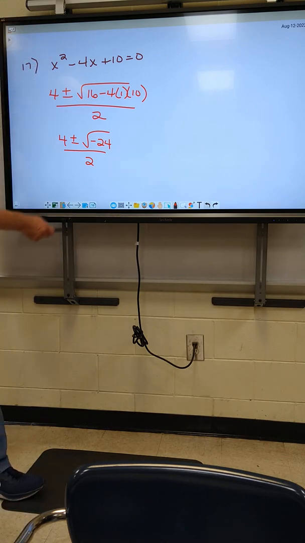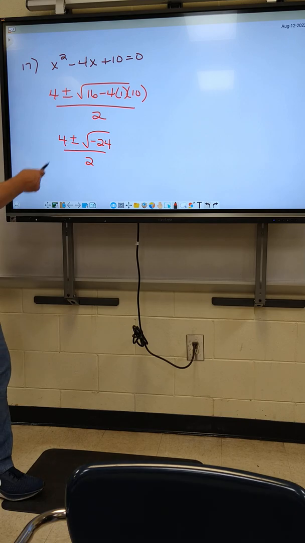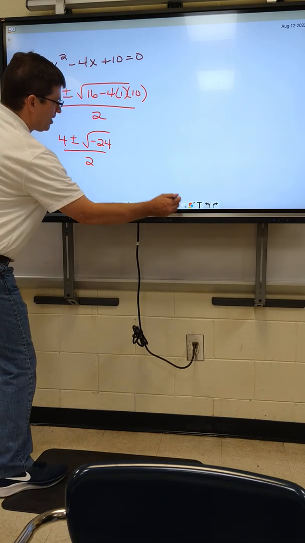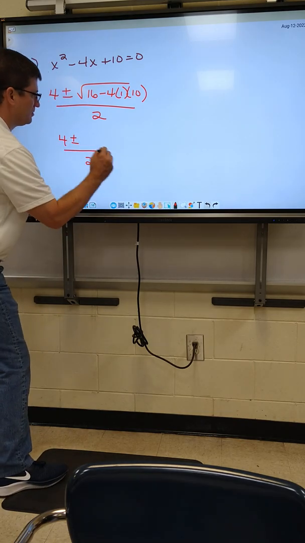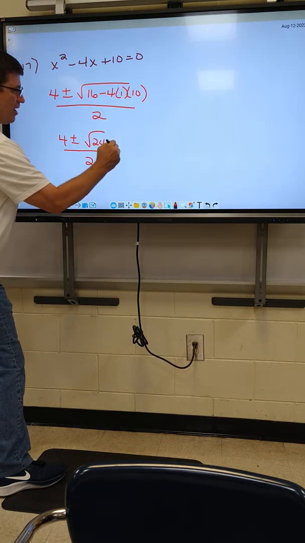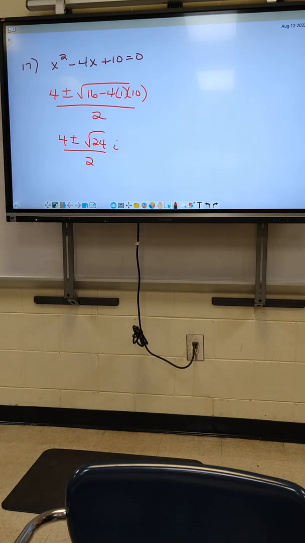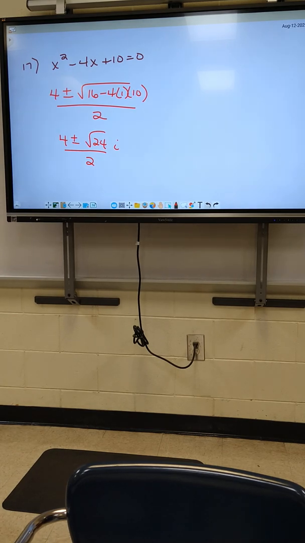All right, so we have a problem right here. First of all, it's got a negative. So the negative, I want y'all to bring that out. That's root 24, and the i goes just behind it. All right, so now everybody type in root 24 in your calculator. Tell me what it gives you. Square root of 24 equals. It gave me a decimal. All right, it gave me 4.8. We can't have that. It's got to be a square root number.